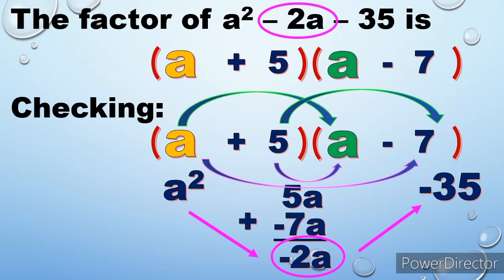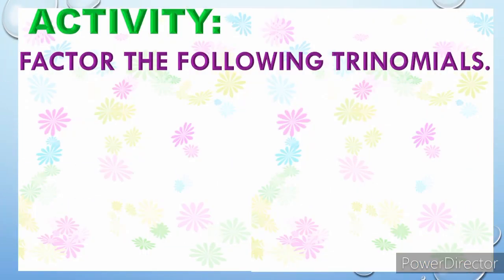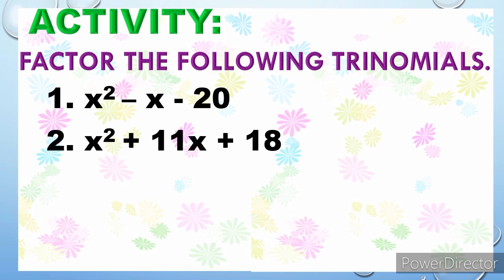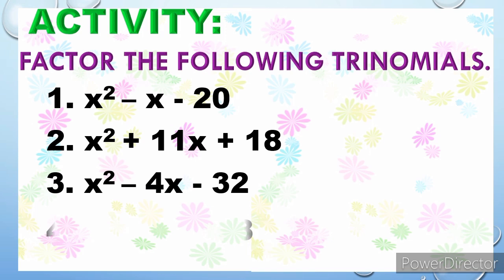Okay, so I think you are ready for the activity. You're going to factor the following trinomials. Okay, so number 1, you're going to factor x squared minus x minus 20. Number 2, x squared plus 11x plus 18. And number 3, x squared minus 4x minus 32. And we have number 4, x squared plus 7x minus 18.